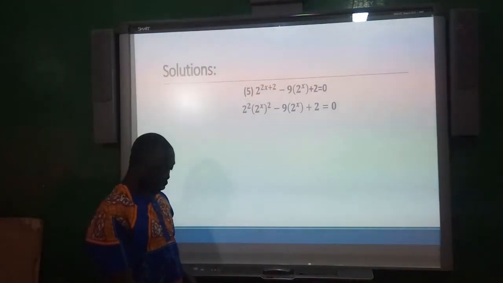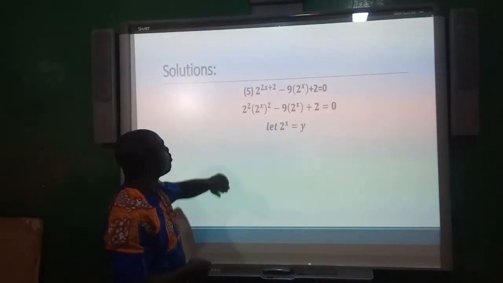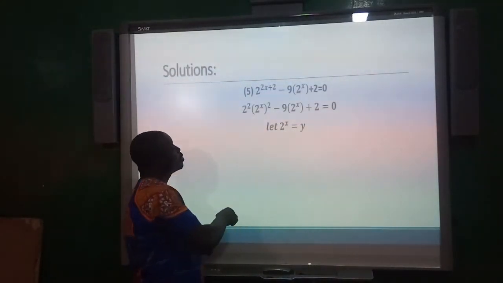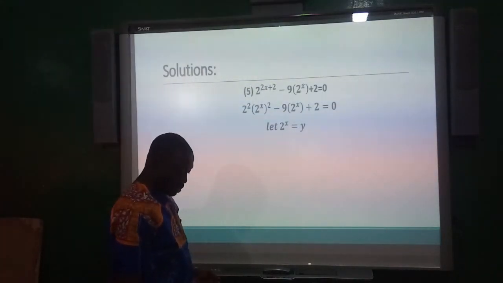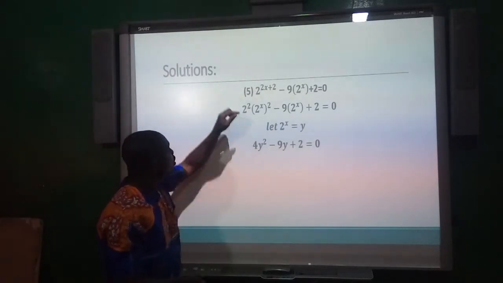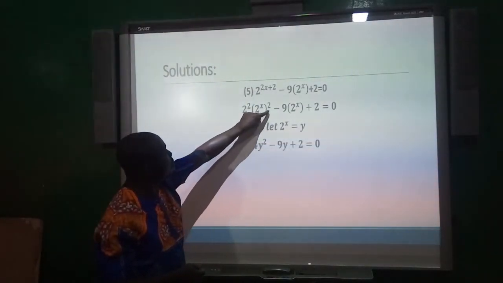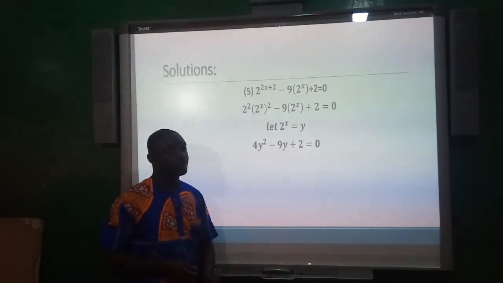So what is 2 raised to power 2? It is 4. But first, you can decide to make 2 raised to power x equal to y. So wherever I see 2 raised to power x, I'm going to put y over there. So 2 raised to power 2 is 4, and this is y. So it becomes y squared minus 9y plus 2 equal to 0.